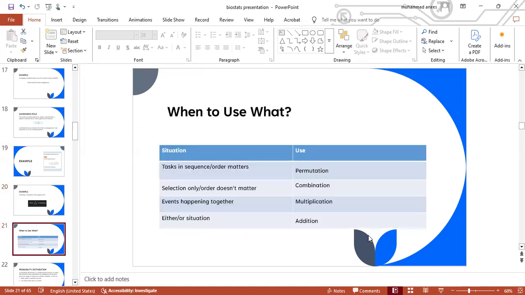So this is a summary table which shows when to use which type of rule. Tasks in sequence, or when the order matters, we use permutation. If the selection can be done of any objects and the order does not matter, we use combination. If the events are happening together, we use the fundamental multiplication rule. Or if there is an either-or situation, we use the addition rule. This table will help in solving the MCQs, so keep that in mind.